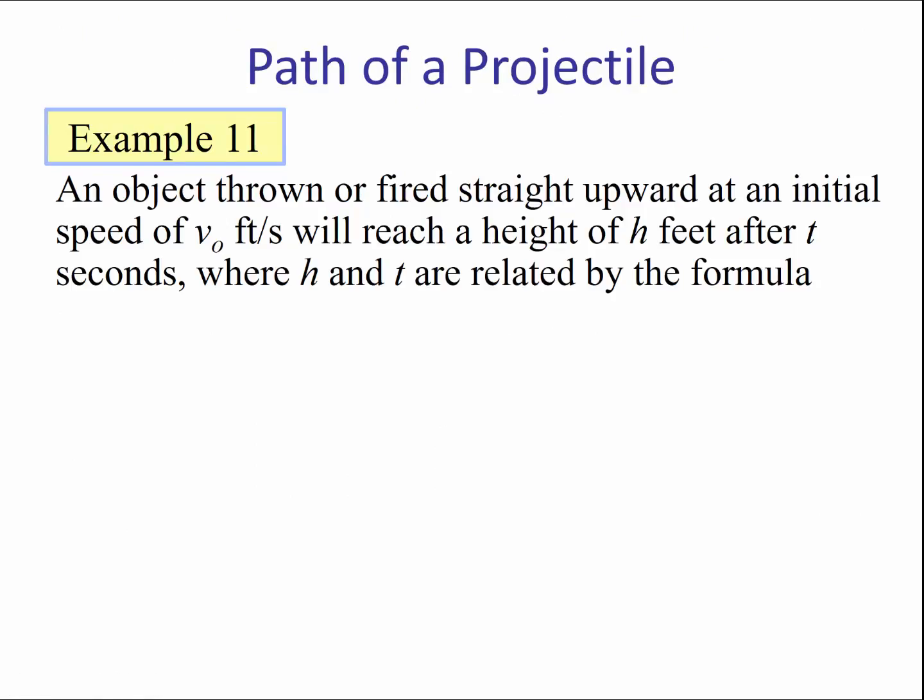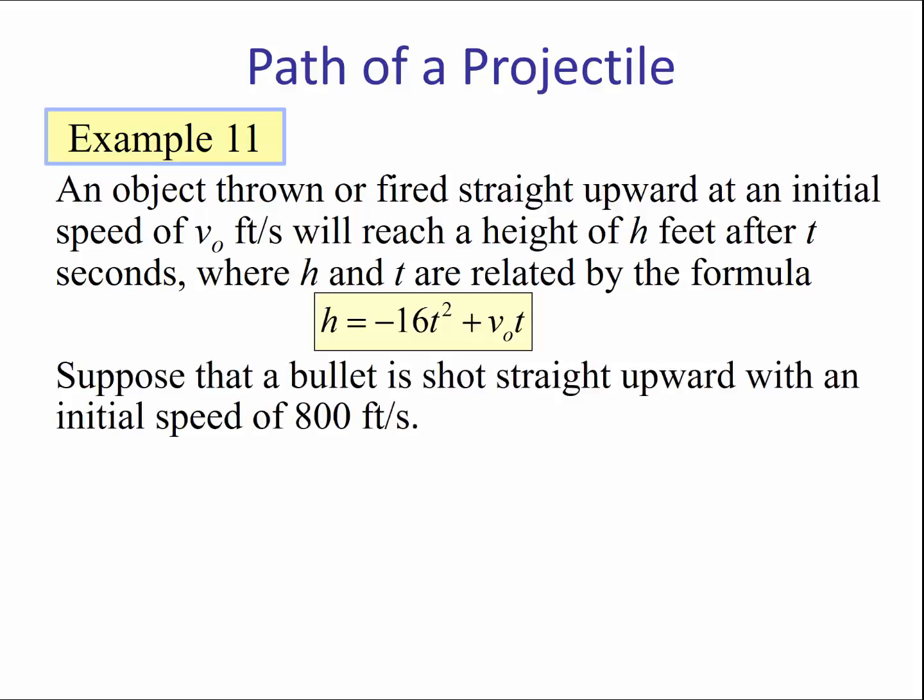Example 11. An object thrown or fired straight upward at an initial speed of v sub 0 feet per second will reach a height of h feet after t seconds, where h and t are related by the formula h equals negative 16 t squared plus v sub 0 times t. Suppose that a bullet is shot straight upward with an initial speed of 800 feet per second.